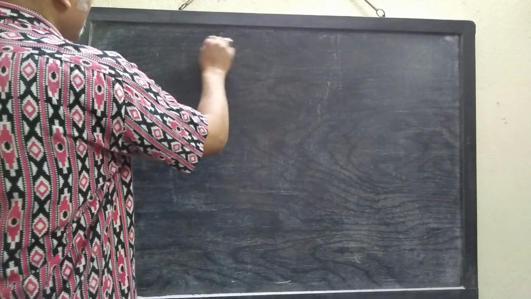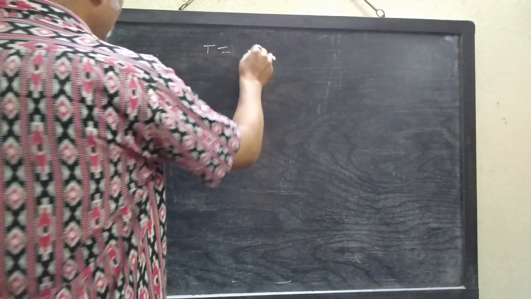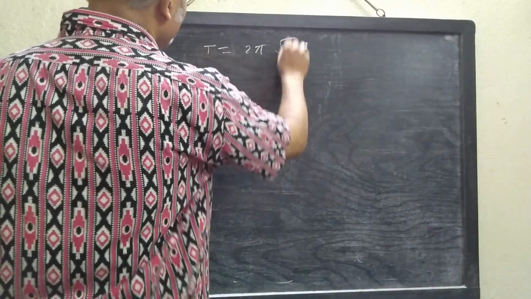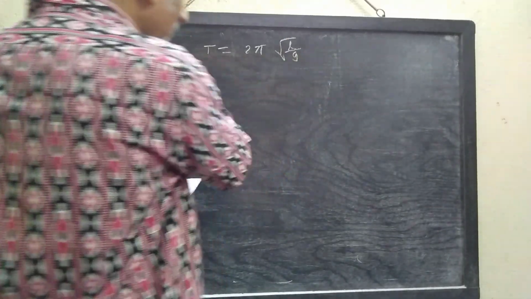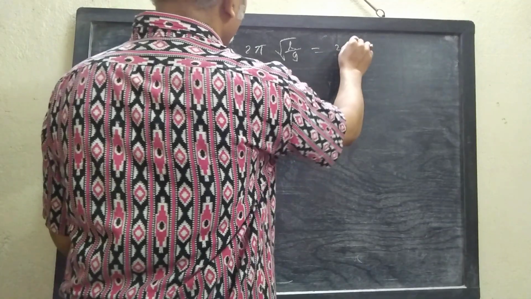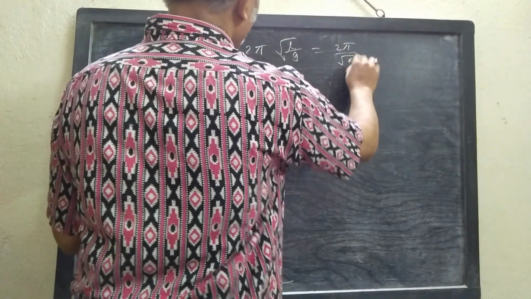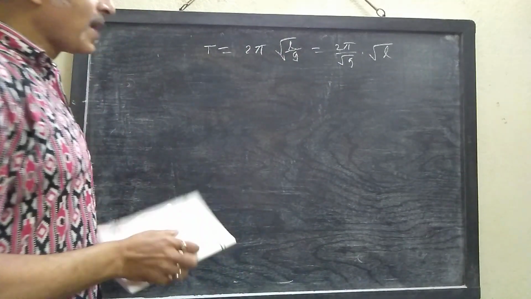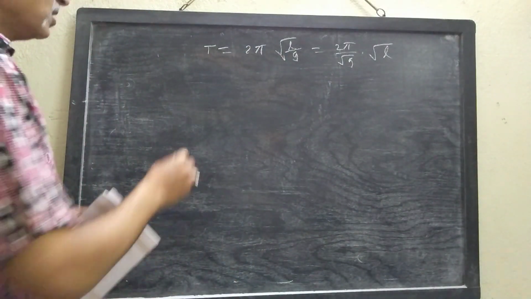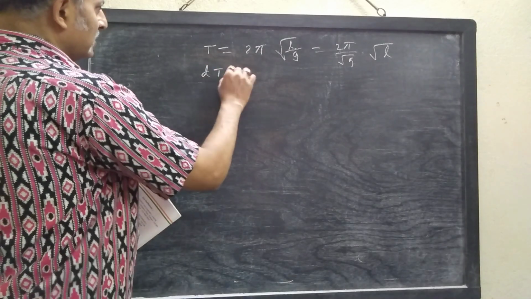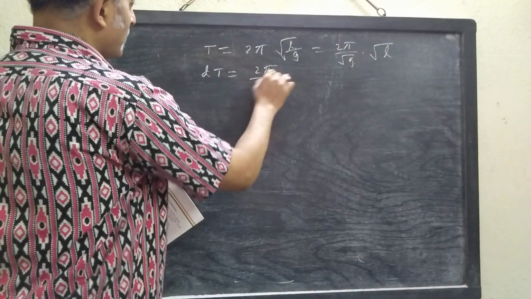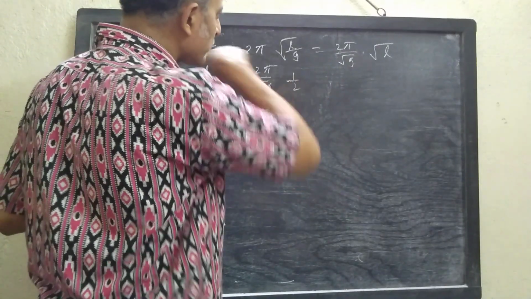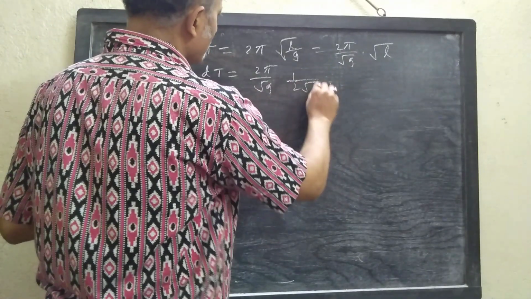You have the relation between T and L given by 2 pi root over L by g. So first separate the constant parts: 2 pi by root g into root L. Now look, T and L are the only variables; pi, g, etc. are constants. So take the differential. dT will be 2 pi by root g, into 1 by 2 root L dL.